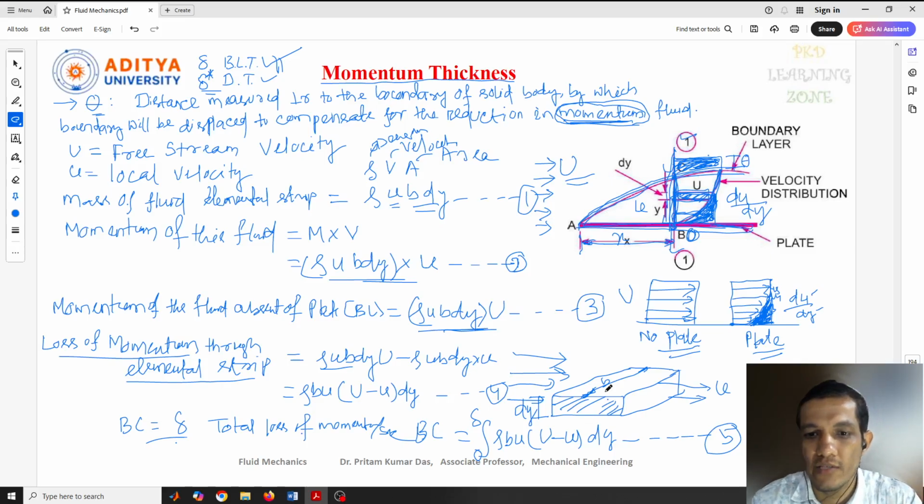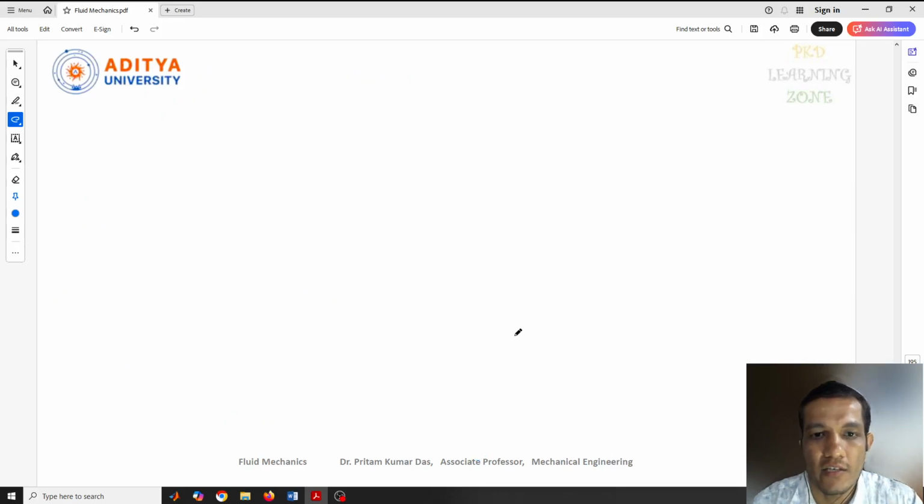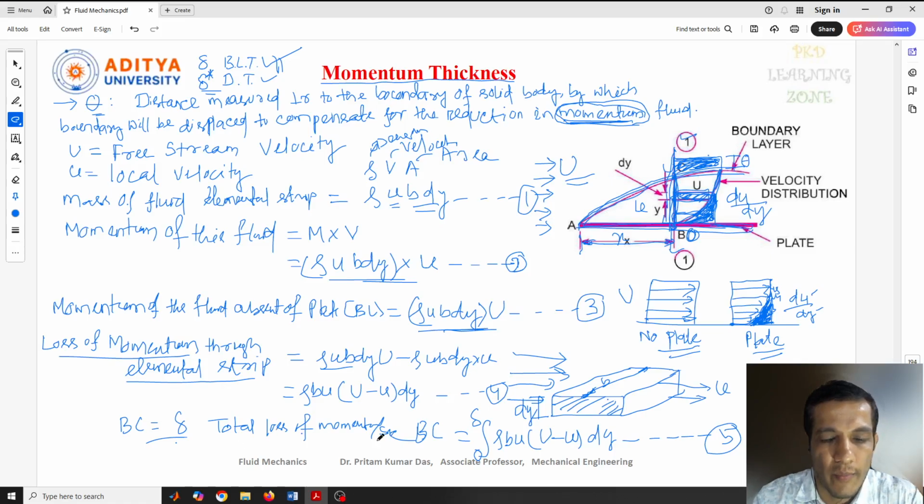We are repeating what we did previously for the displacement thickness, but there we took only the mass flow rate. Here we need to consider the momentum part. Momentum equals mass into velocity, so we just multiply by velocity once more, that's it. So this is the total loss of momentum.